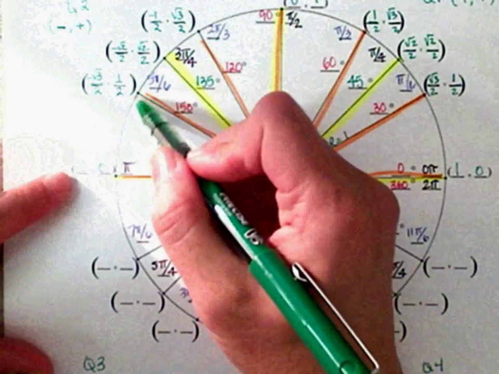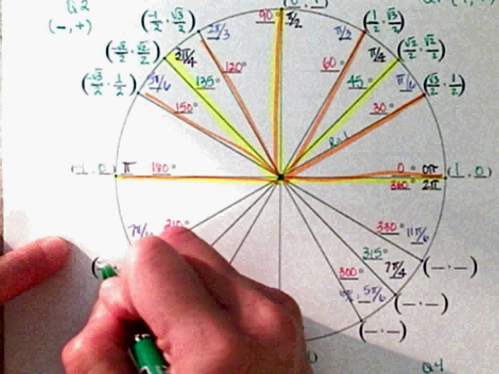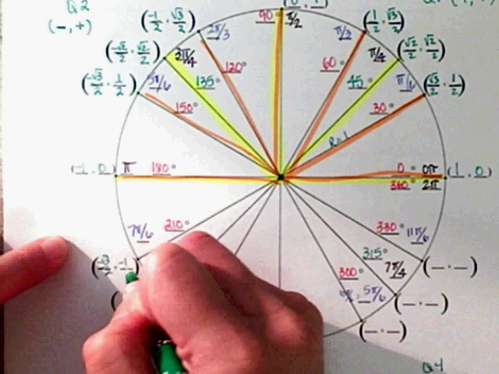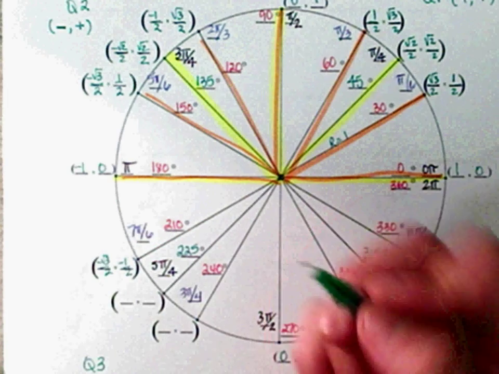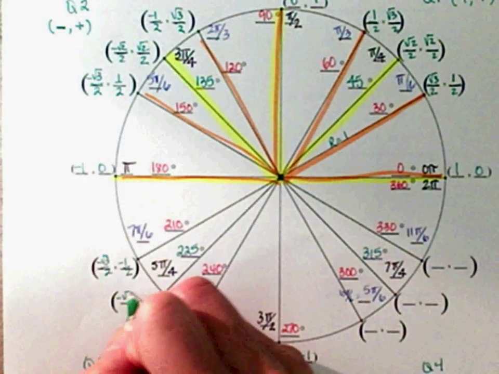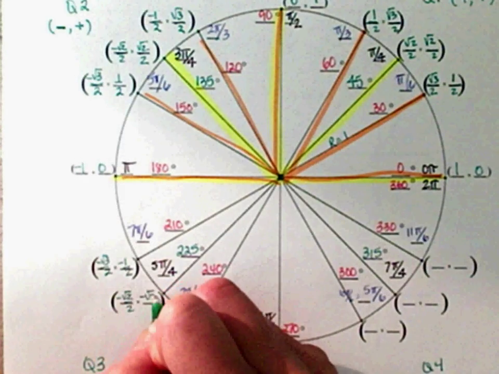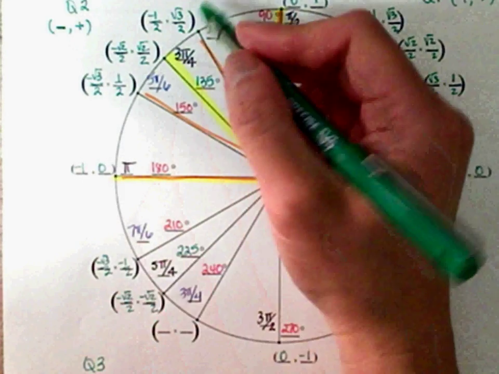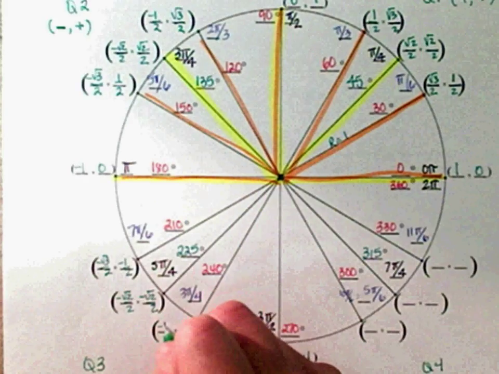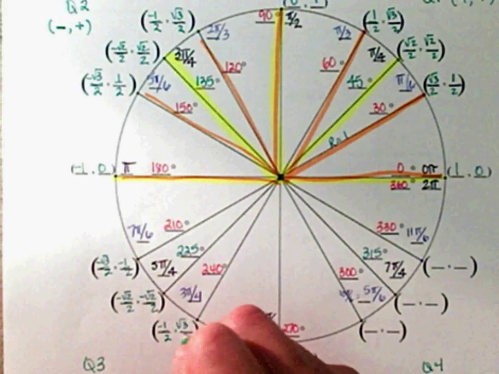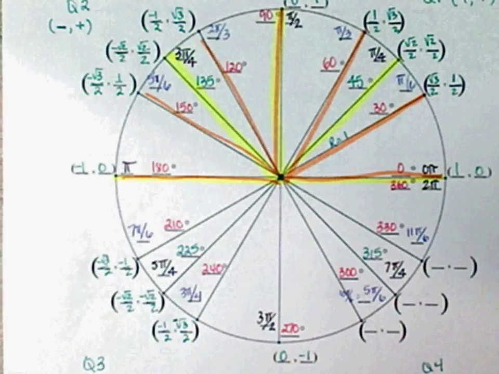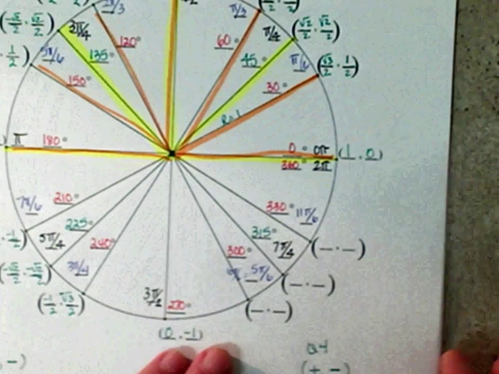Now everything over here is going to be negative, negative, so let's see. Straight down, both of these will be negative. Negative square root of 3 over 2 and negative 1 half. Negative square root of 2 over 2, negative square root of 2 over 2. And then going straight down, negative 1 half, negative square root of 3 over 2. Okay? Fourth quadrant.